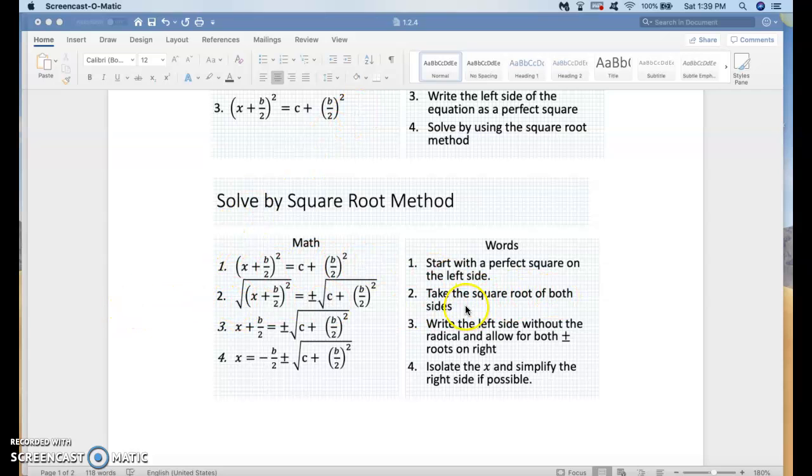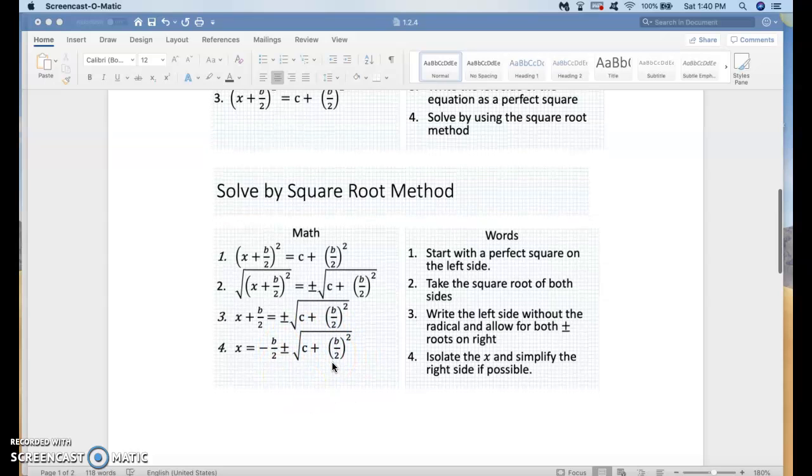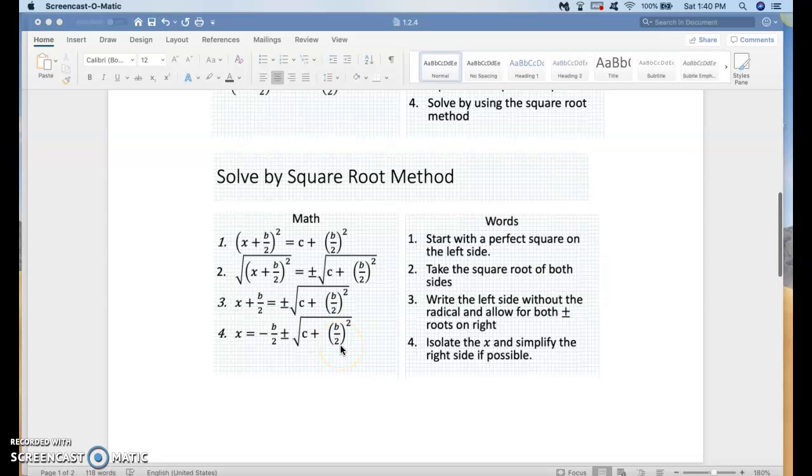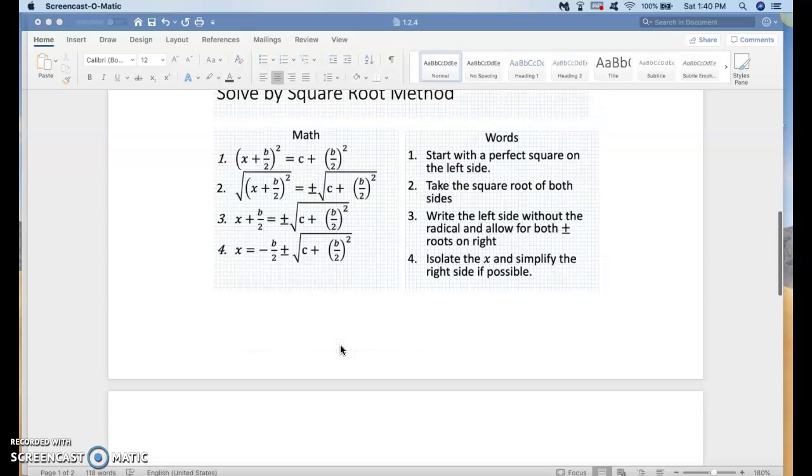Take the square root of both sides. Keep in mind that plus and minus. Okay, when you take the square root of both sides, the radical and the square cancel each other out so that it removes the square, and you're left with just x plus b over 2. Allow for the plus and minus here. You want to isolate the x, so move the b over 2 to the other side. And you can see this is kind of forming the quadratic formula. If you wanted to go on through, you could actually turn it into the quadratic formula. But we don't need to do that to solve this problem.